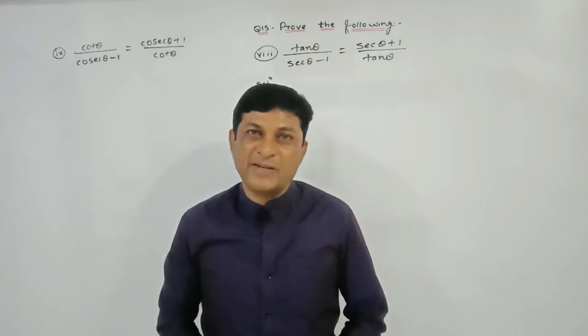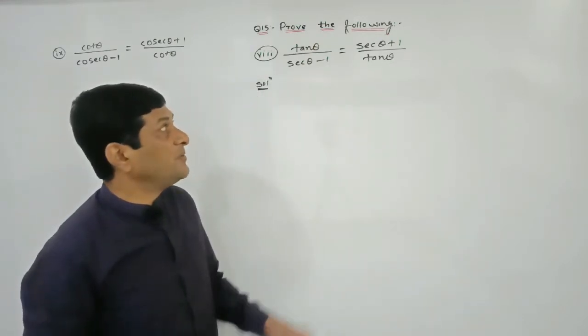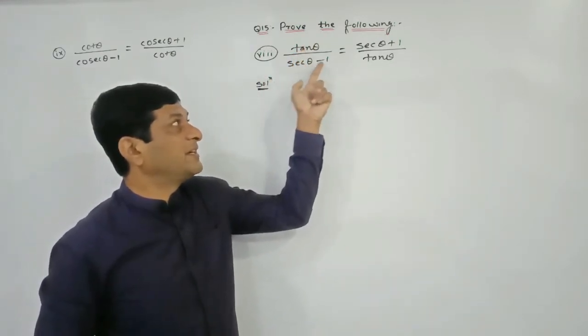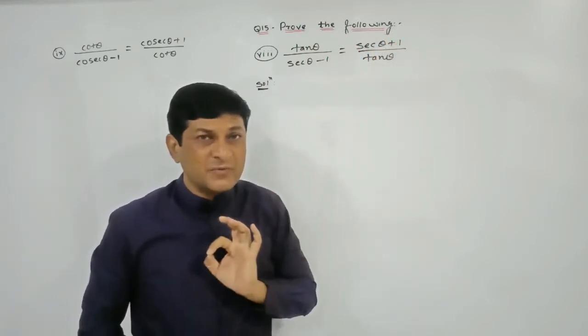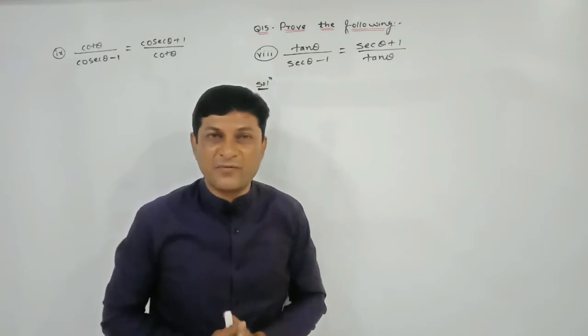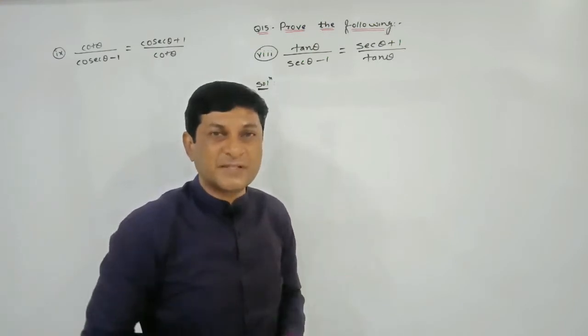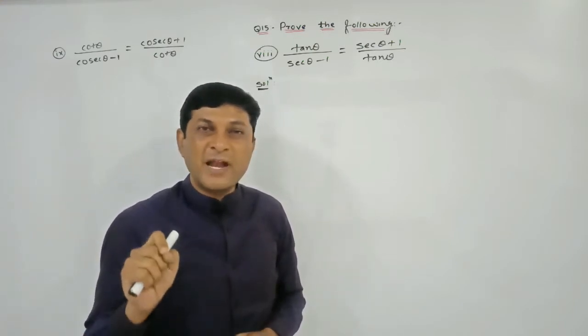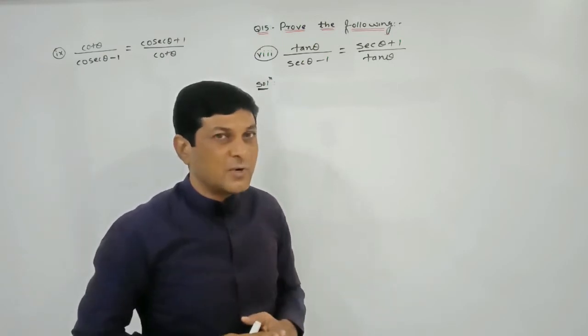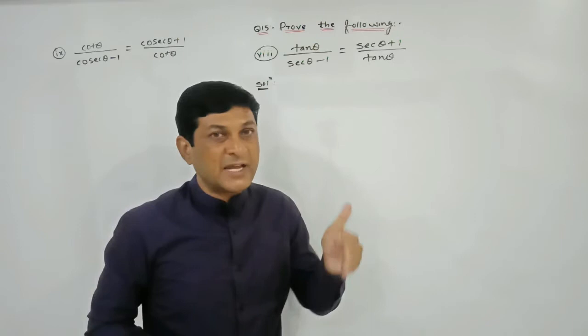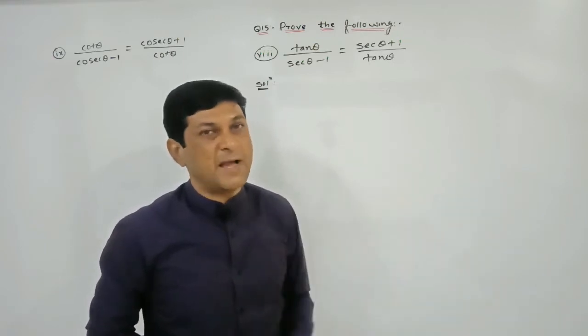Now see example number 8. In this example, we have to show that tan theta upon sec theta minus 1 is equal to sec theta plus 1 upon tan theta. If you observe the given example very carefully, the terms tan and sec appear in this example. And one identity is also there, which is in terms of tan and sec. What is that identity? Tan square theta can be written as sec square theta minus 1.